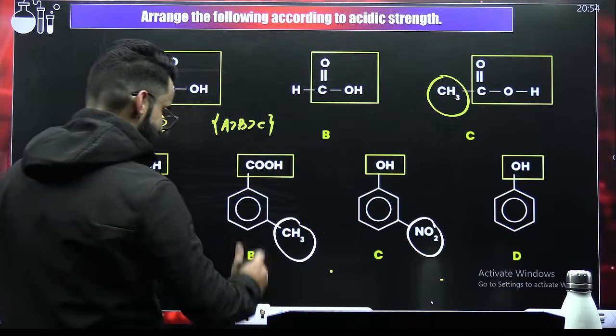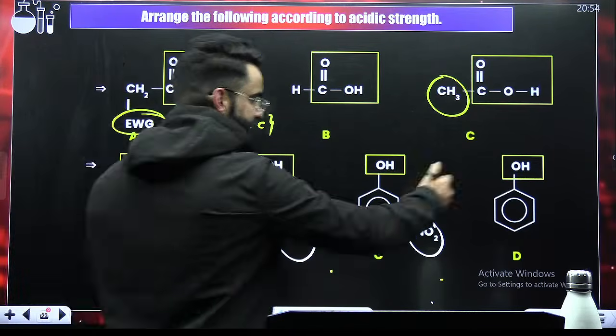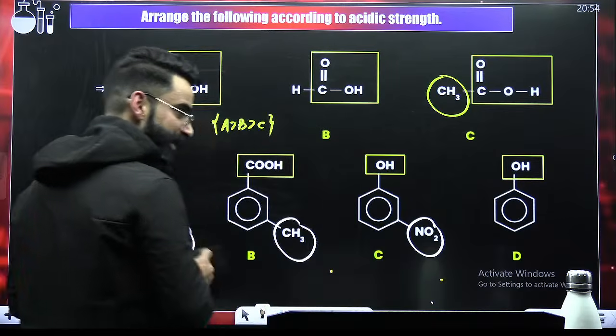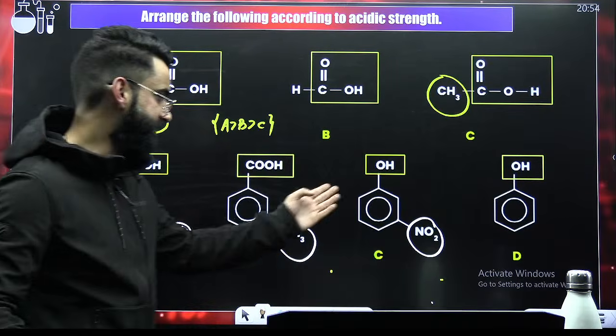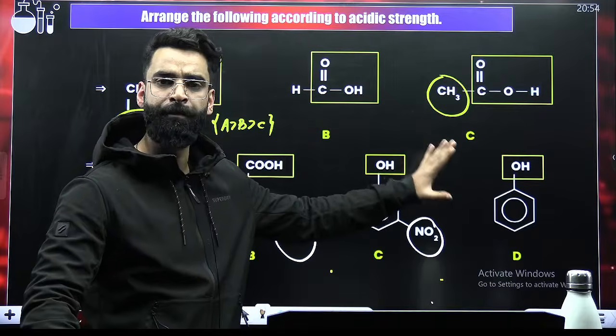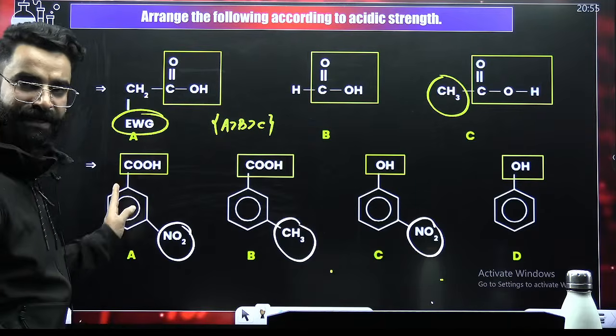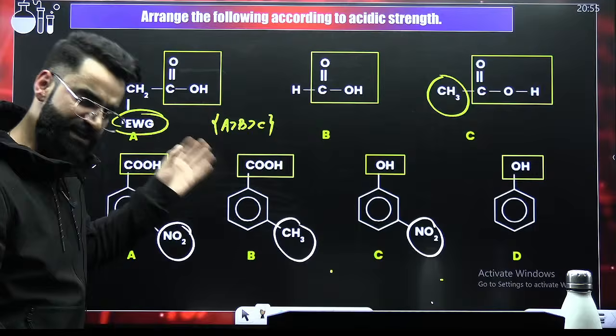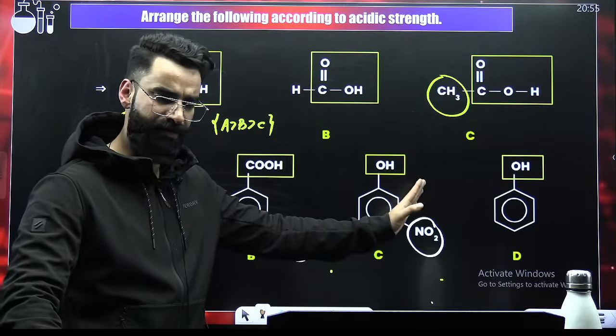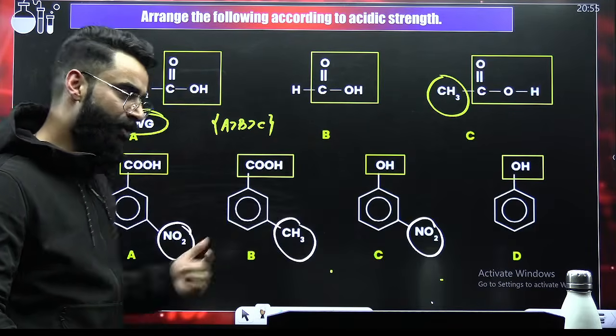So definitely A and B will be more acidic than C and D, because this is phenol, this is phenol. Phenols are comparatively less acidic than carboxylic acids. So A and B will be, first of all, more acidic than the phenols. Perfect? Now I'm going to talk about the effect.